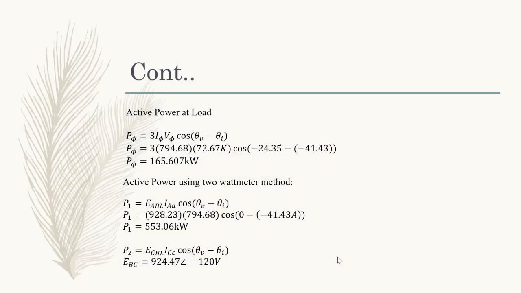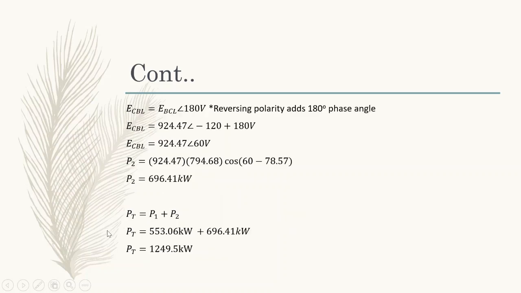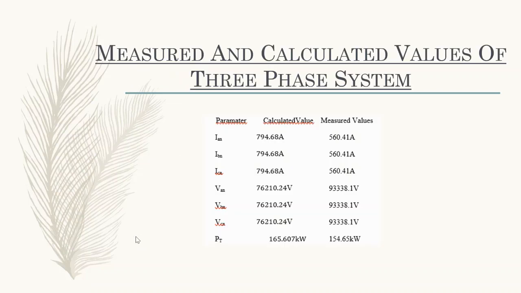By using the 2-wattmeter method, here is my value for active power at the load, and here it shows how I get my P1, and then this is how I get my P2, and for the total power I just need to add these two, P1 and P2. On this slide, you can see the comparison for my project, which is the calculated and measured value of the project.